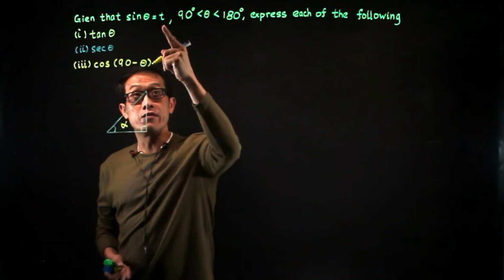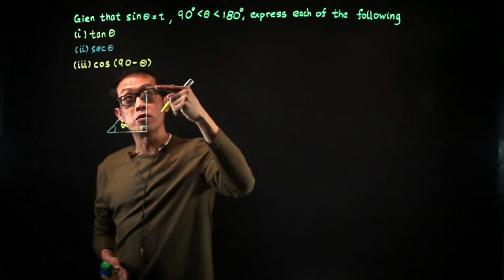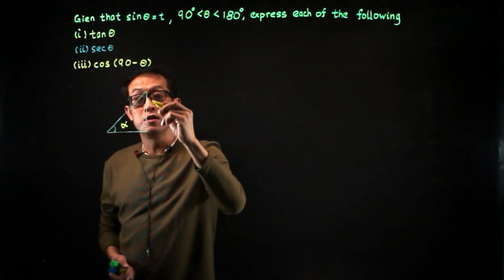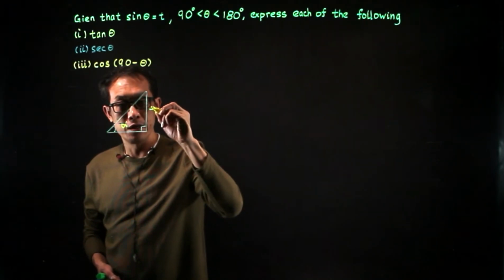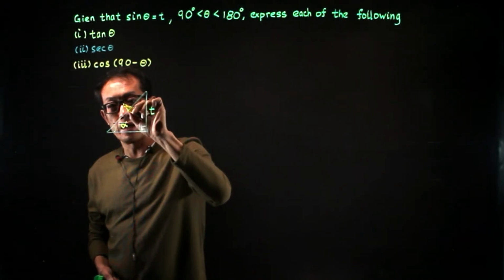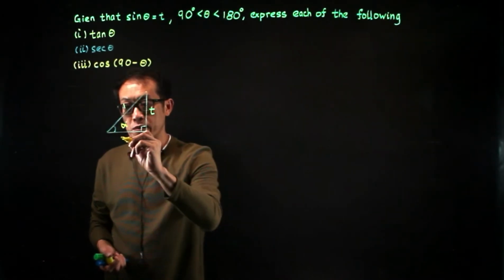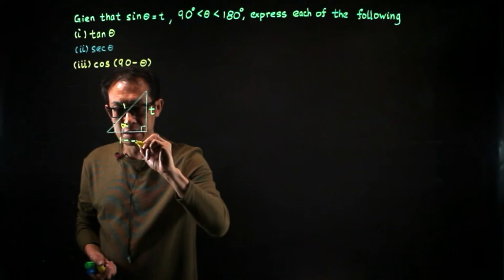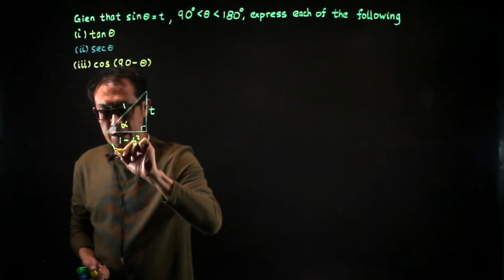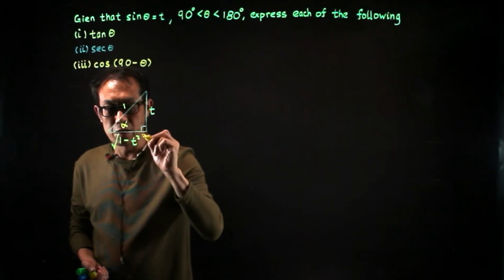So if sine alpha is t, that means opposite over hypotenuse is t. So this will be t, and here will be 1. So what is this length? Now if you use Pythagoras, this will be 1 minus t squared, and then you have to take the square root of this.